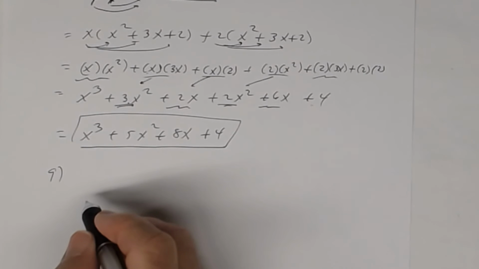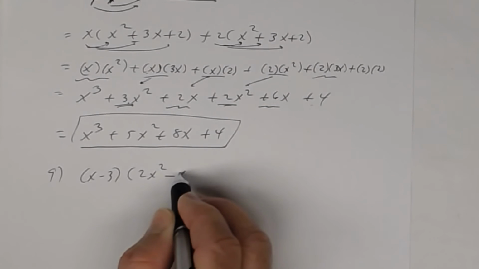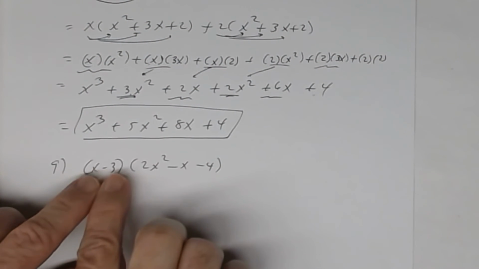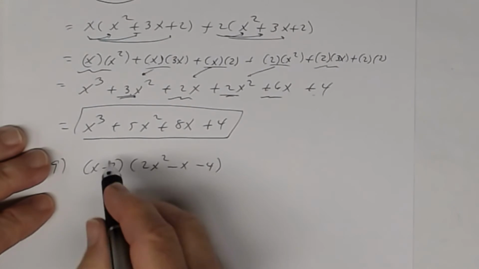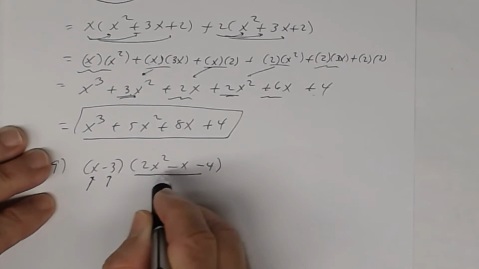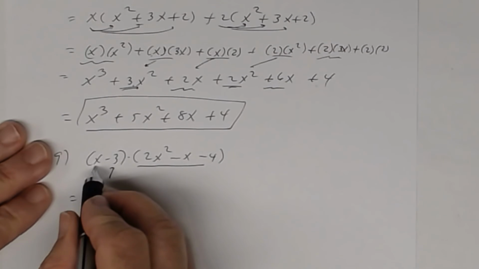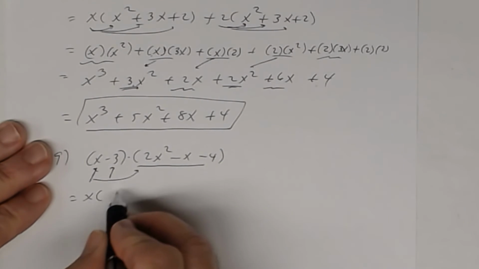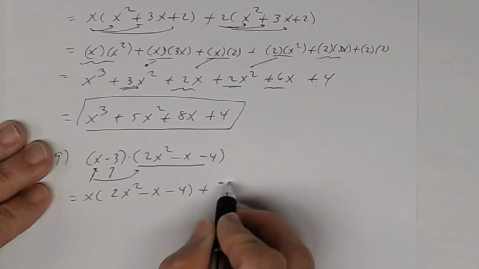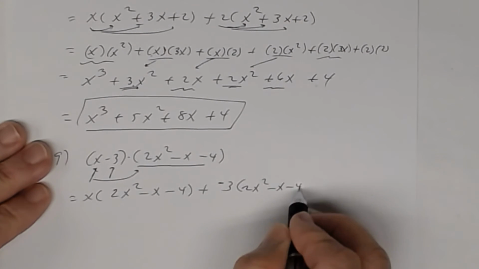Okay, number 9, you have x minus 3 times 2x squared minus x minus 4. So same thing, you have a trinomial times a binomial, so you cannot use FOIL. So you are going to have to resort to taking each of these terms and multiplying it by this second polynomial. Okay, remember, this means product. So you're going to say the first times the second polynomial, so 2x squared minus x minus 4, plus this term times the second polynomial, 2x squared minus x minus 4.